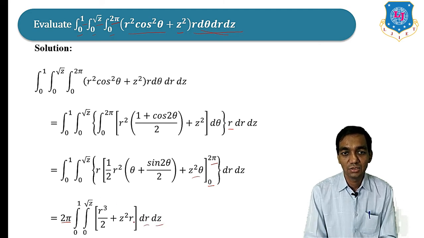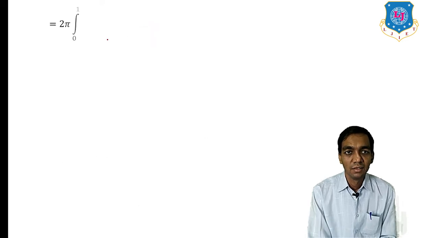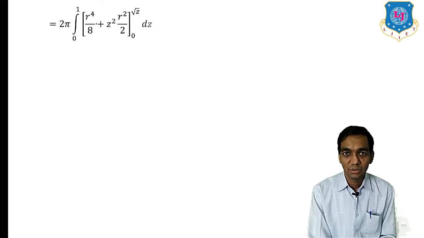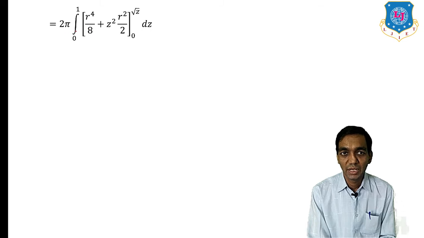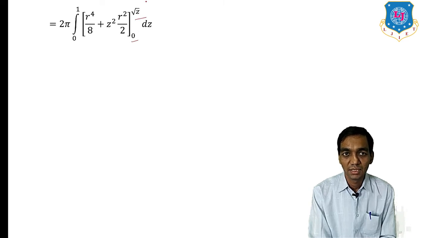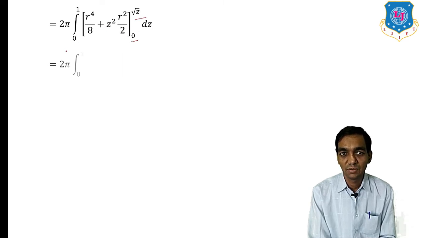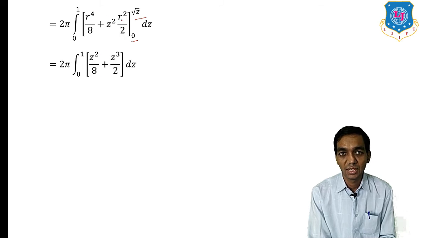Now the second integration is of r. So now integration with respect to r, that is going to be 2 pi into integration 0 to 1. R cube as integration r raised to 4 by 4 into 2, that will be 8, plus z square into r as integration r square by 2. Now limit is from 0 to root z. Now substitute the limit. So that will give you root z raised to 4, that is z square by 8, and root z whole square, that will be z. So z square into z, that will be z cube by 2.